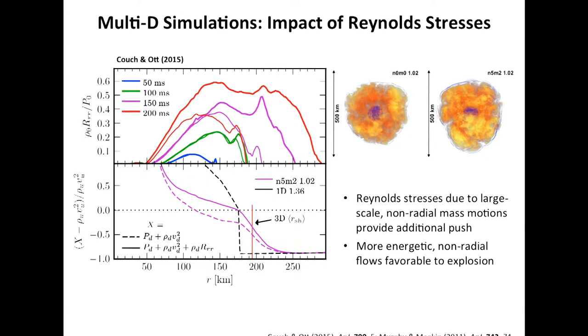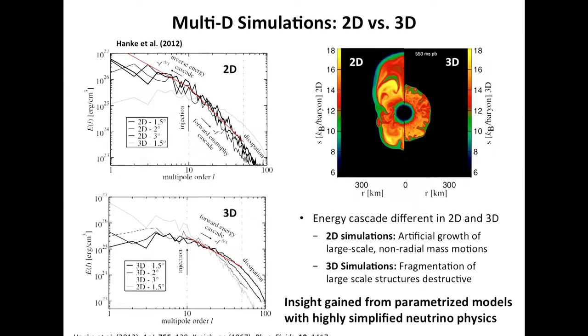So more energetic multidimensional flows were favorable to explosion. This is a study by Hanke et al. that looked at two-dimensional and three-dimensional simulations, and they computed the spectra of the kinetic energy in two-dimensional simulations and in three-dimensional simulations.